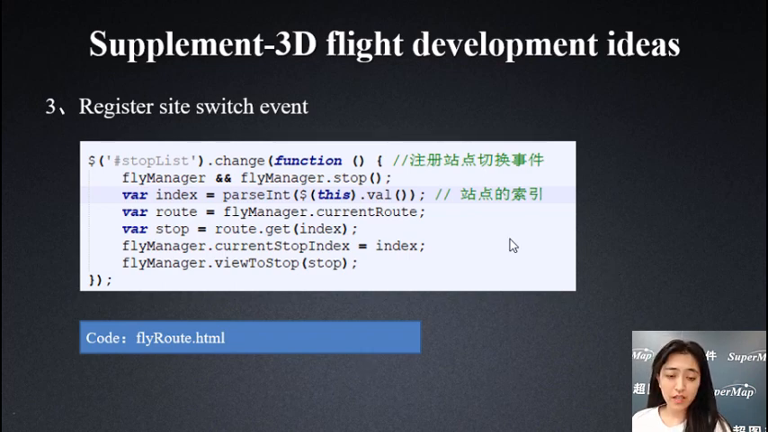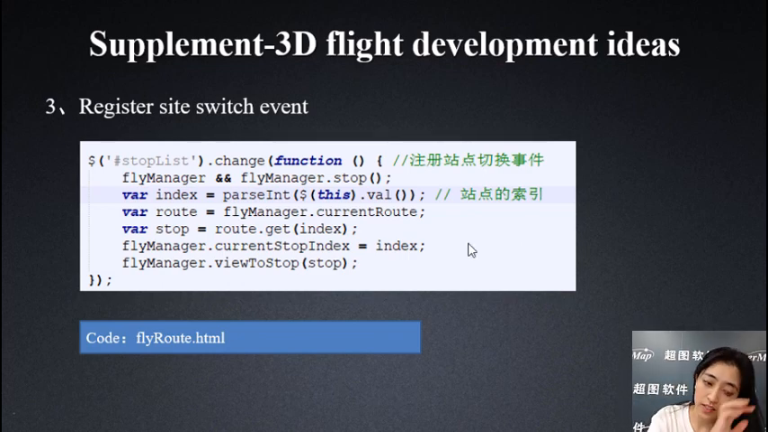Okay, so it's a bit hard to understand. Let me repeat it and explain it. That is the switch event of our stop, and it uses a jQuery selector.